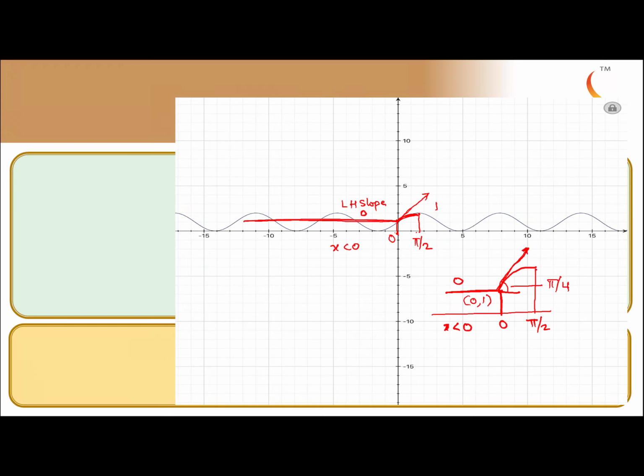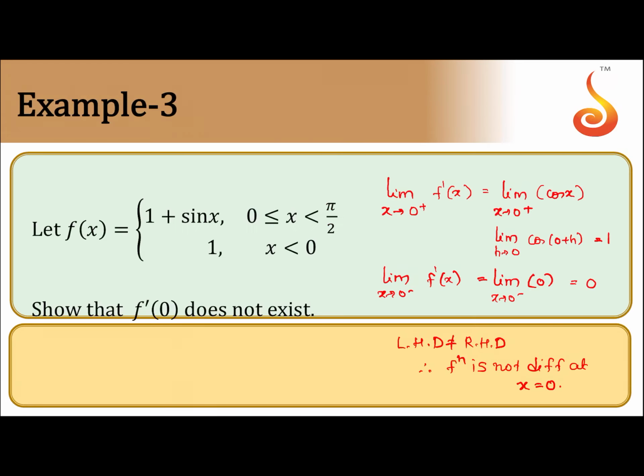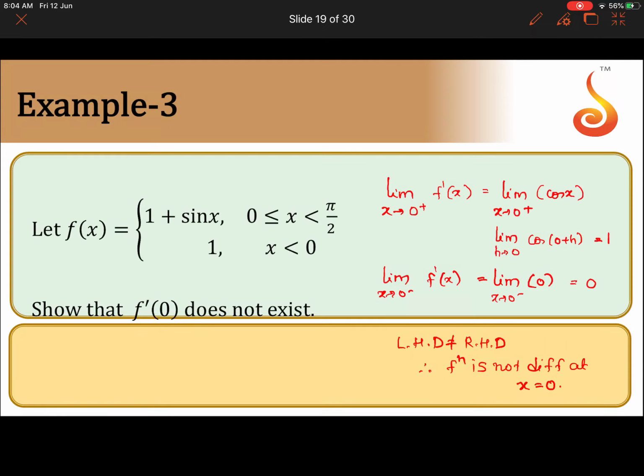I can show you also once again. So right hand derivative is equal to 1, left hand derivative is equal to 0. Therefore, left hand derivative is not equal to right hand derivative. The function is not differentiable at x equal to 0.